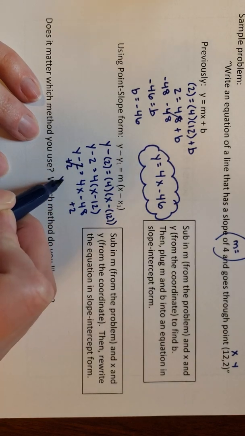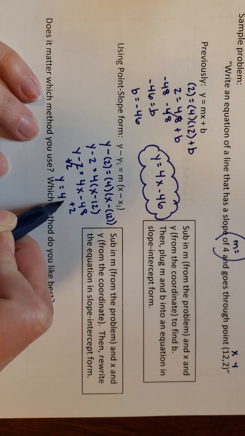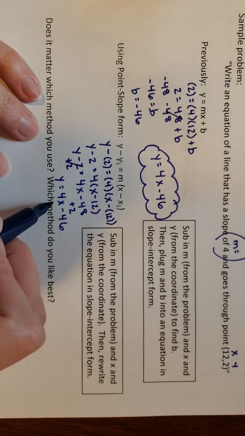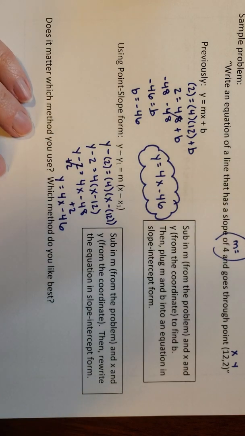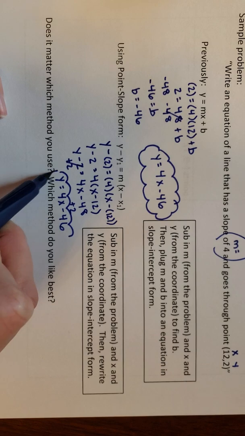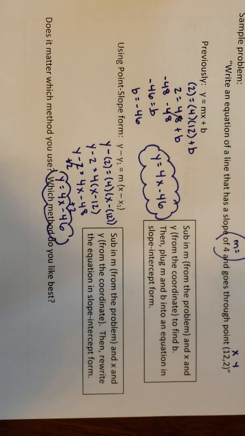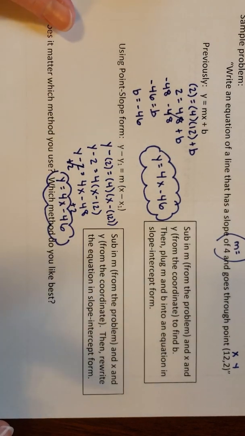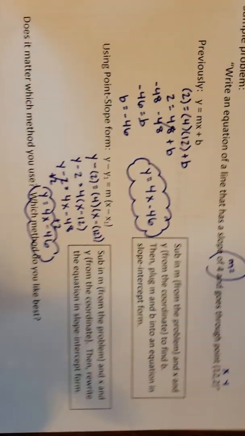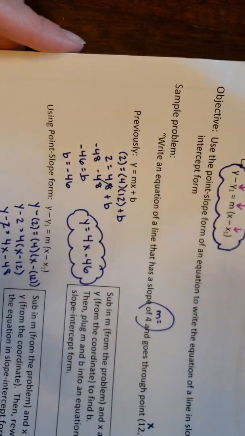Sorry, guys. Remember that thing I said about this not being the perfect lesson? You know what I mean. y equals 4x minus 46. So we get the same exact thing. It's a little bit faster, some people say, but again, you pick whichever one you like. It doesn't matter which one you use. And which method do you like best? Maybe you can practice both of them in this lesson and determine which one you like best.